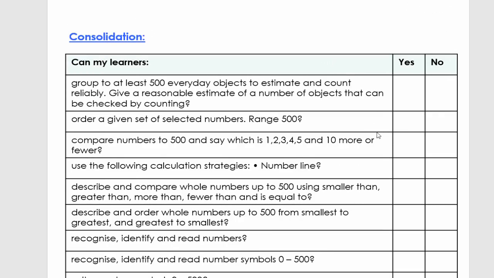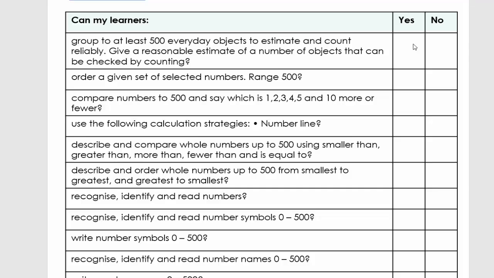And then lastly, we come to the consolidation. If all your answers is yes, carry on with the next lesson. If you have some no's, you need to revisit or revise some of these activities or contact us at SA Teacher.